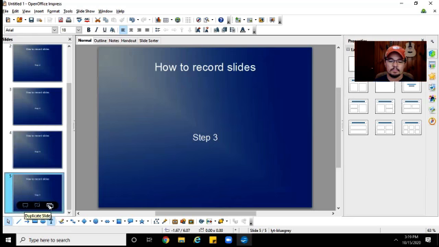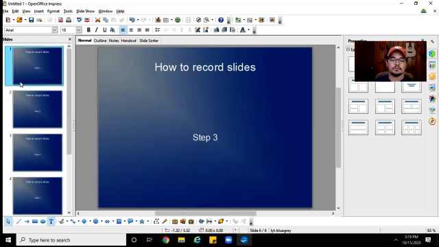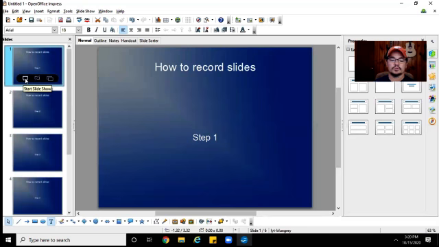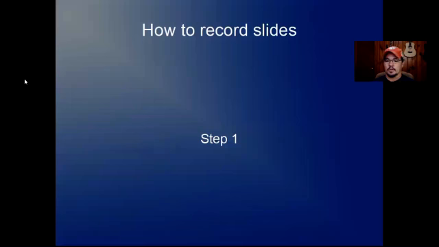Okay, so now that I've got a few slides, I want to show you how to record it. First of all, in OpenOffice, you go up here to your first slide, and you click there. If you put your cursor over it, it'll say Start Slideshow right there. So you click on that, and you've got a full screen here.